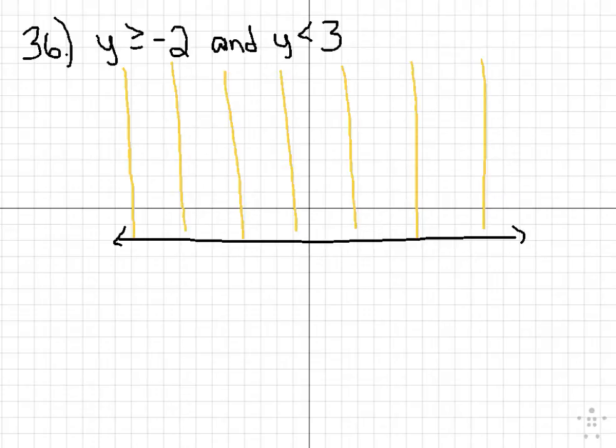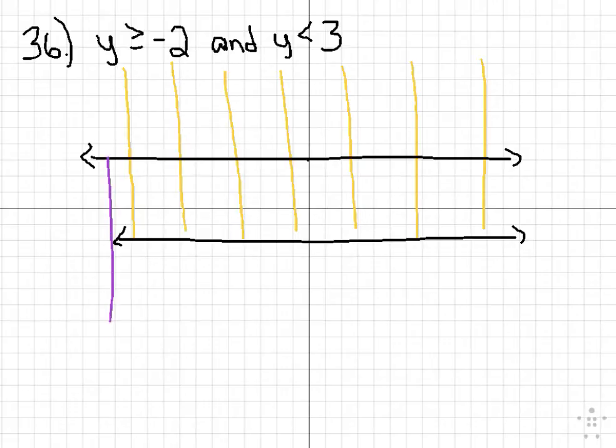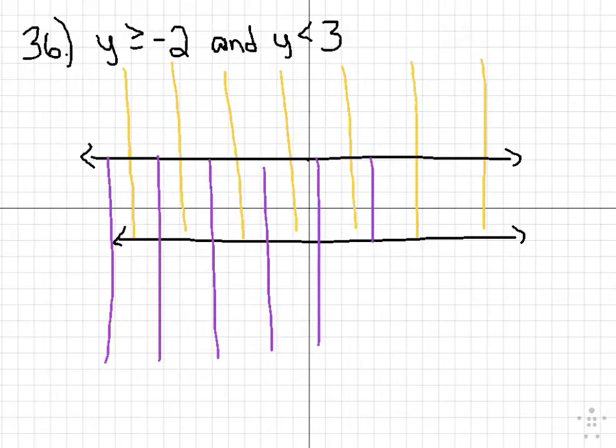Now, our other one, y is less than 3. Well, that's going to be up to 3, 1, 2, 3, right there, and that's going to be another horizontal line. So these are parallel lines. It says less than, so if I do this one in a different color, say purple, less than will be all these points here. Now, since this is a conjunction, it is the intersection of these two. So where do the yellow and purple intersect? Well, they intersect in between these two lines and everything in between the lines.